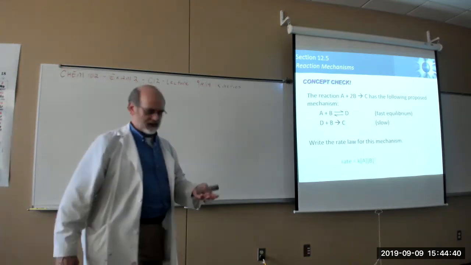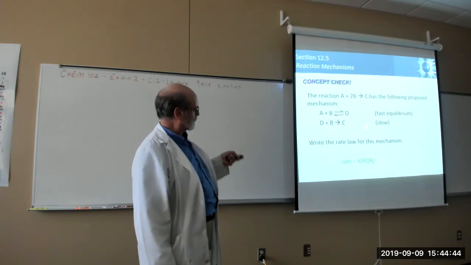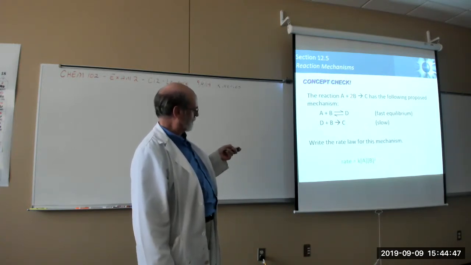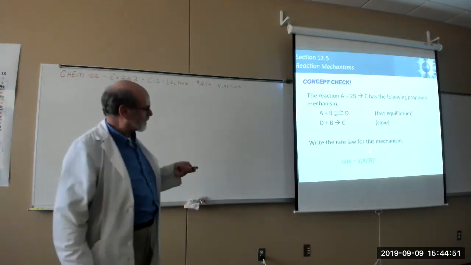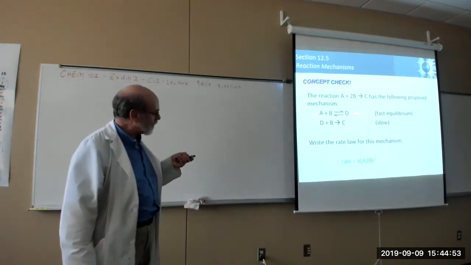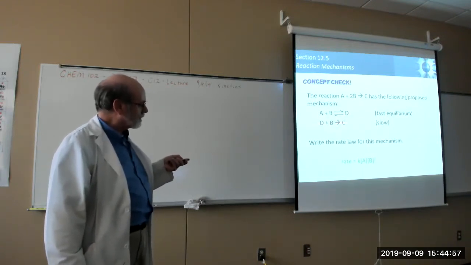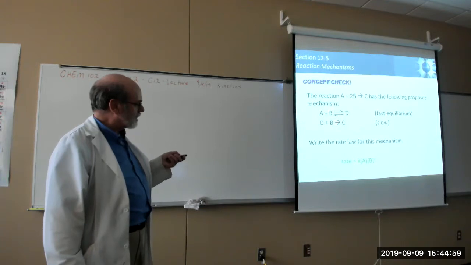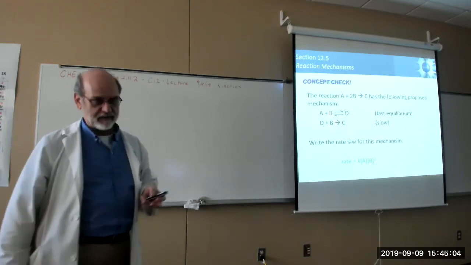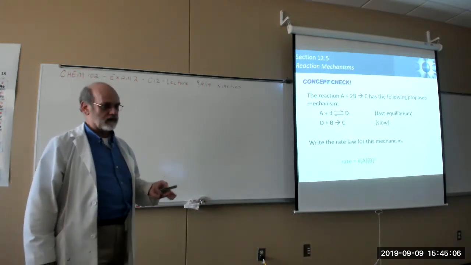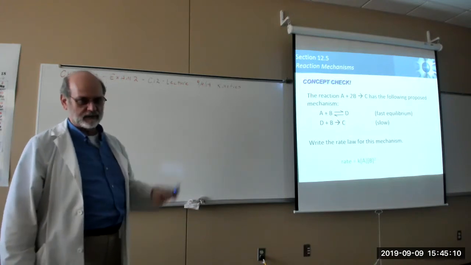Now, I know the temptation is to say, well, look in there. That 2 is the same as that 2. That's purely coincidental. The only reason that there's a 2 here and a 2 here is because these elementary steps say that this one is first order in B, this one is first order in B, so combine them to second order in B. That doesn't always occur. It just happened to occur for this proposed mechanism.